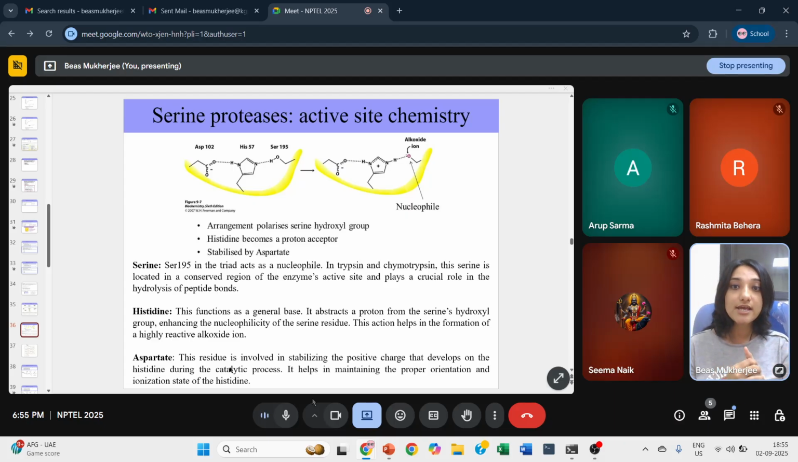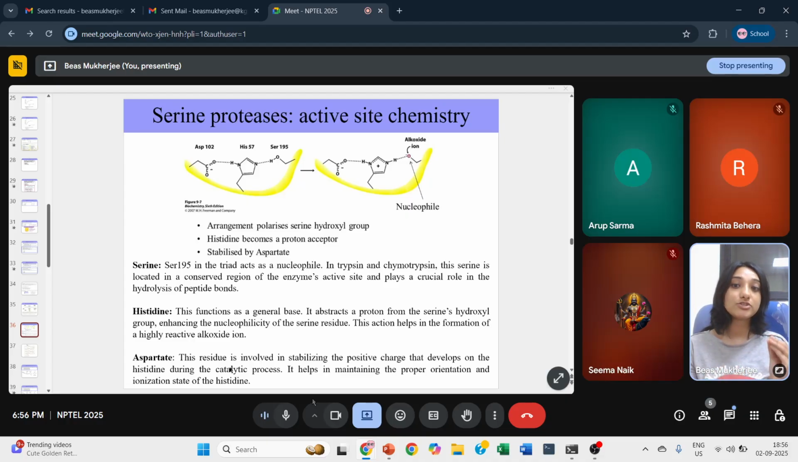Now see, in case of this particular serine protease that we are talking about, serine 195 in the catalytic triad acts as a nucleophile in trypsin and chymotrypsin. This serine is located in the conserved region of the enzyme's active site and plays a crucial role in the hydrolysis of peptide bonds. So it is cleaving peptide bonds, right, of the protein.